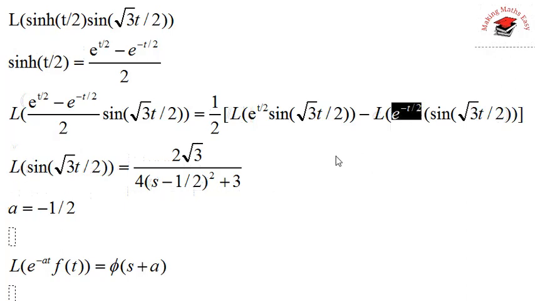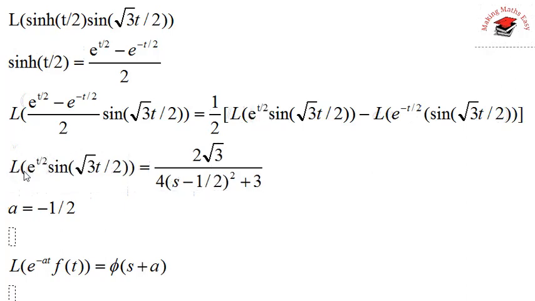So the Laplace of this e raised to t by 2 into sine of square root of 3t divided by 2 will be equal to 2 times square root of 3 divided by 4 times s minus 1 by 2 the whole square plus 3. We can also simplify this function. If we simplify, we will use the a minus b the whole square formula for simplifying the function. So let us simplify the function.